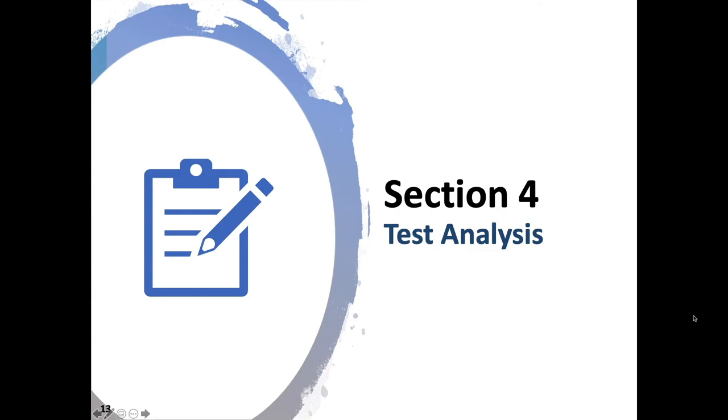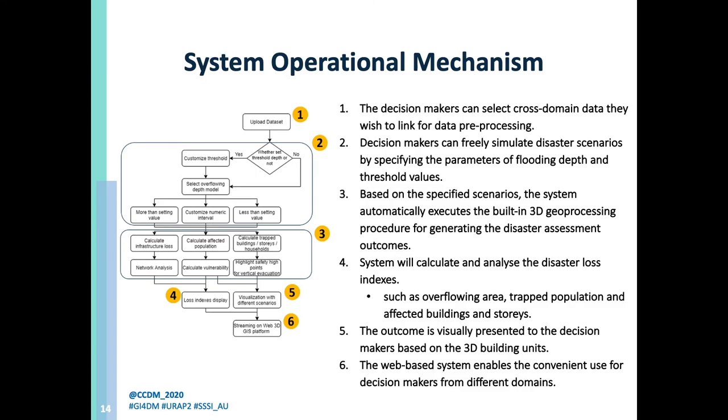Section 4, we will talk about the text analysis. First, we will talk about the system operational mechanism. At first, the decision makers can select cross-domain data they wish to link for data preprocessing. Then, decision makers can simulate disaster scenarios by specific disaster parameters like flooding depths.